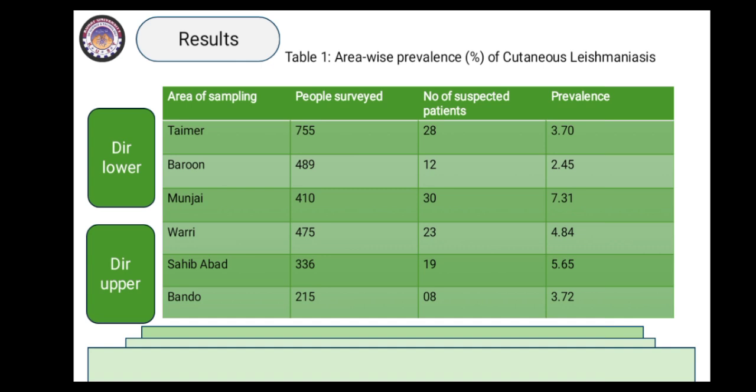In another area, 475 people were surveyed, 23 suspected, and 4.84% prevalence. Sahibabad, 336 people were surveyed, 19 suspected, and 5.61% prevalence. Bandai, 215 people were surveyed, 8 suspected, and 3.72% prevalence.